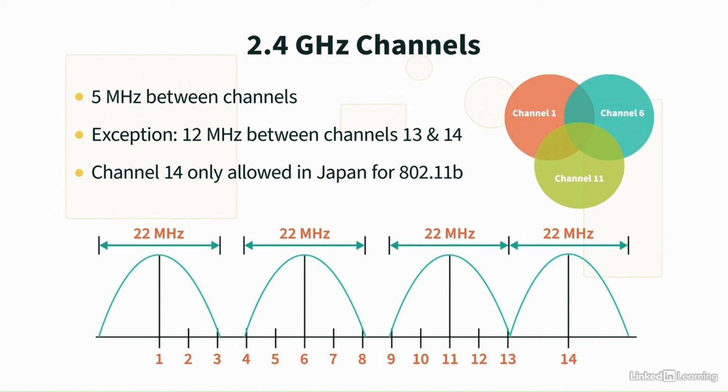So if we start with channel 1, that means we can have 3 non-overlapping channels. And those are channels 1, 6, and 11. And if we want to have lots of access points to cover a large area within a building, we can position our access points so that the coverage area of one access point is bounded by coverage areas of other access points, which are using non-overlapping channels.